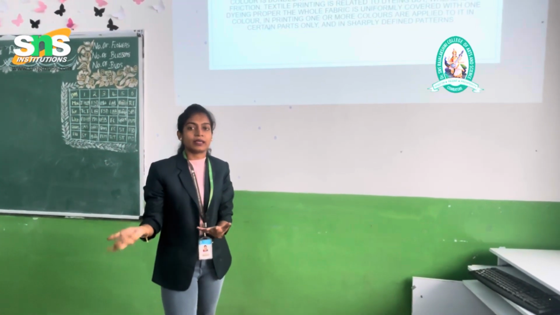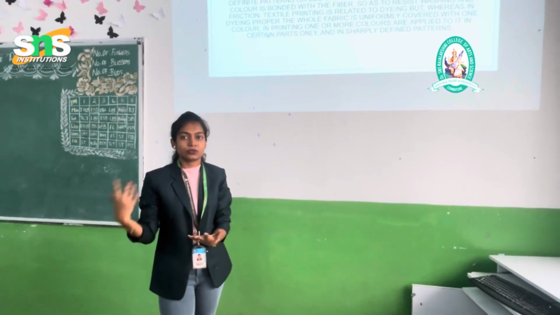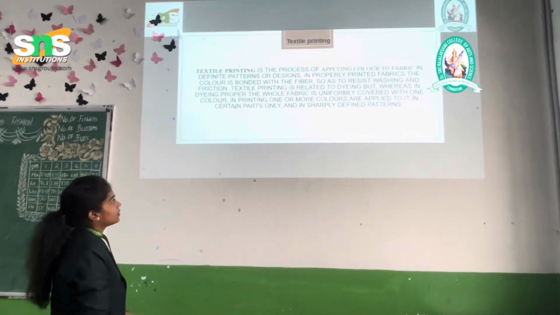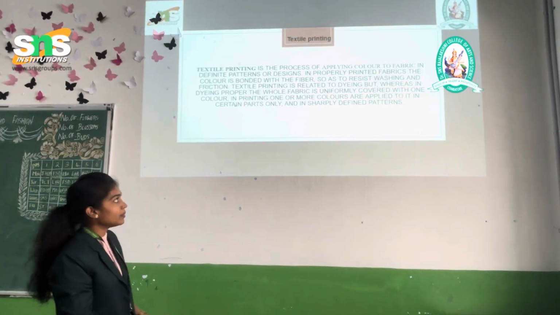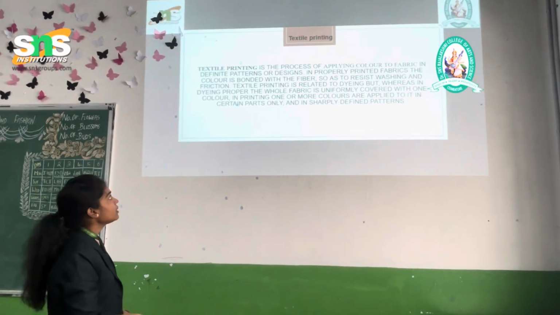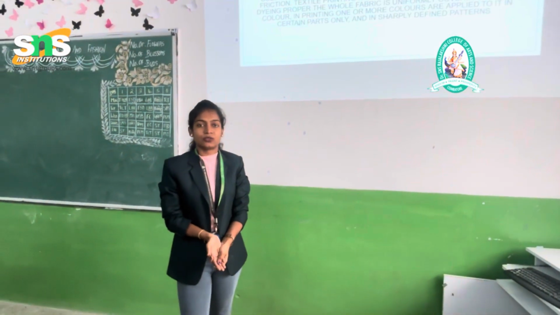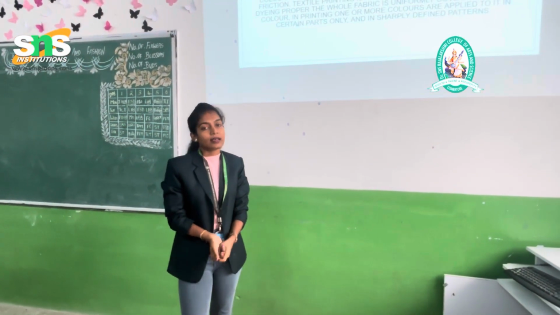Textile printing is related to dyeing, but whereas in dyeing the whole fabric is uniformly covered with one color, in printing it can combine two or three colors according to the pattern and design. In printing, one or more colors are applied in certain parts only and in sharply defined patterns.